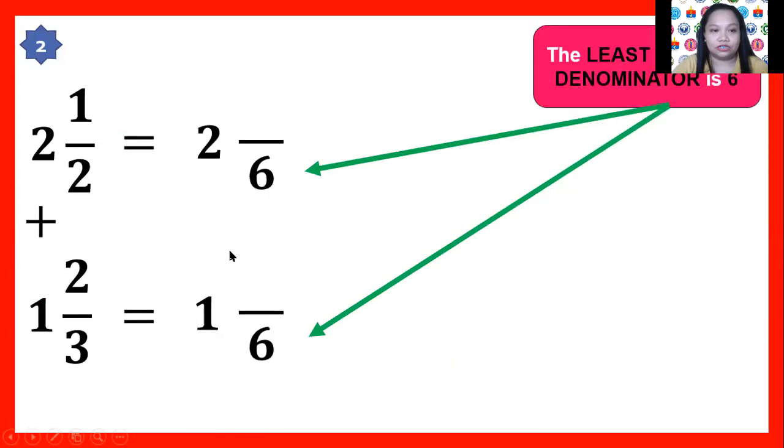Next, we have to change it into equivalent fractions. Again, our whole part should be left untouched. Okay, so we are going to multiply by 3. Since 2 times 3 will give you 6, we are going to multiply the same number to the numerator. So 1 times 3, that is 3. The same goes to the other fraction. We have to multiply it by the same number. That will make the denominator 6. So 3 times 2, that is 6. So we have to multiply the numerator by 2. So that would be 2 times 2 equals 4.